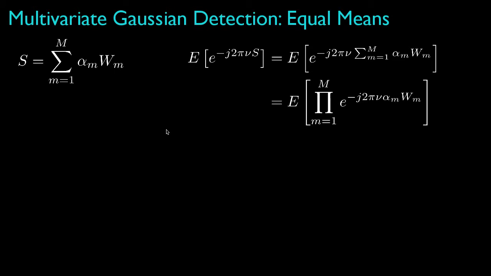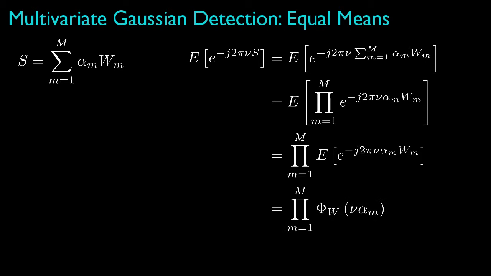Now, if we convert that summation in the exponent to a product of the exponentials, and then note that all of the random variables are independent and identically distributed, we can take the expectations inside the product, and again, because all of the random variables have the same distribution, those expectations are the characteristic function for the random variable w, but evaluated at nu times alpha m, which, because w is a chi-squared random variable with n degrees of freedom, will look like this.